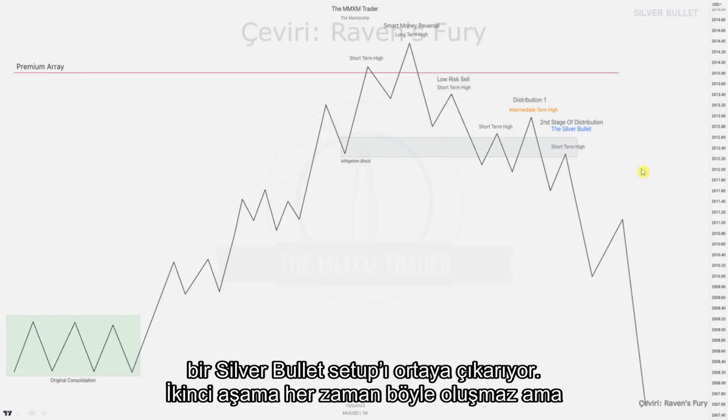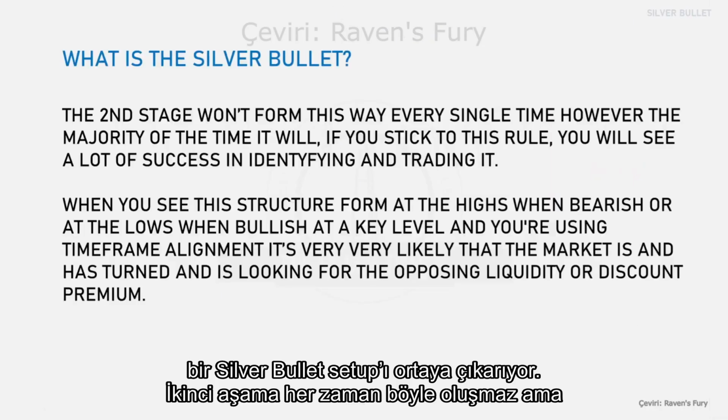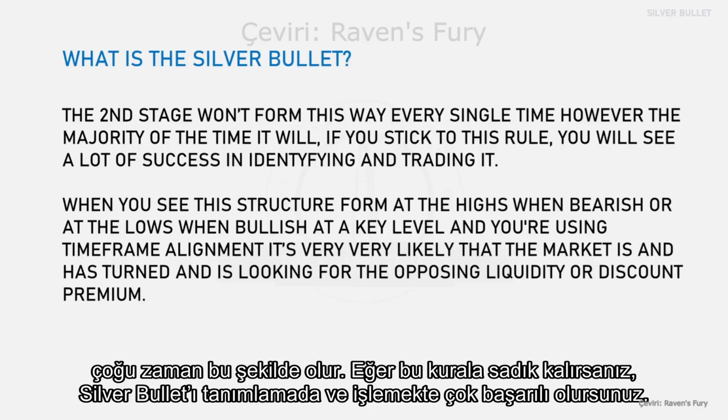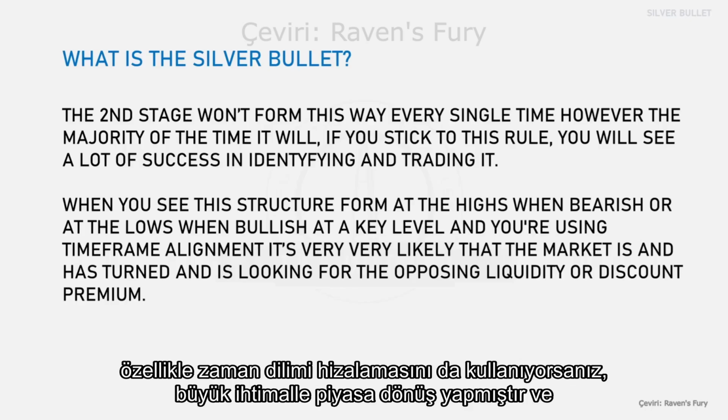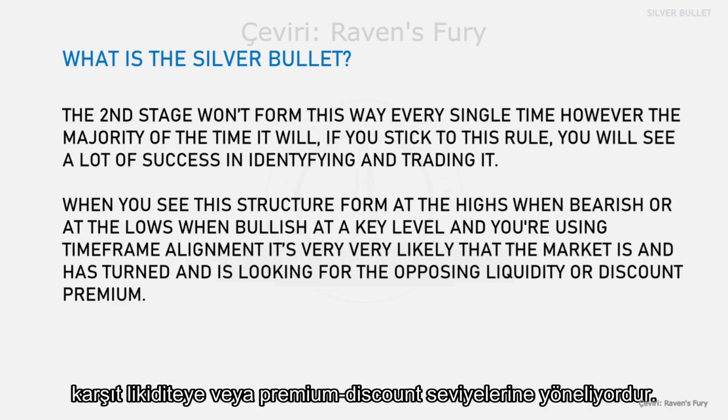setup. So the second stage won't form this way every single time. However, the majority of the time it will. So if you stick to this rule, you will see a lot of success in identifying and trading it. When you see this structure form at the highs when bearish or at the lows when bullish, at the key level, importantly, and you're using time frame alignment, it's very, very likely that the market is and has turned and is looking for the opposing liquidity or discount and premium levels.